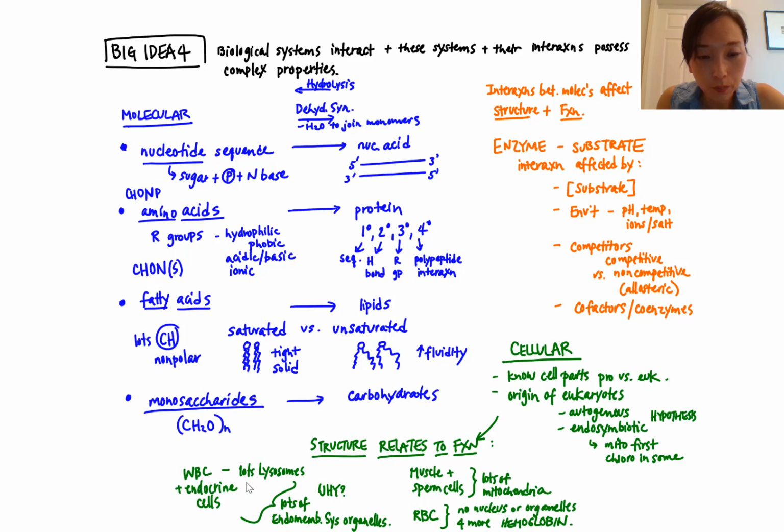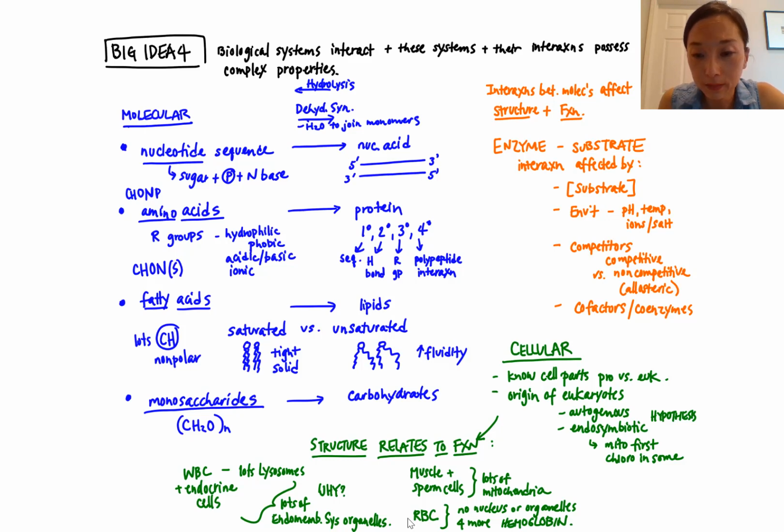White blood cells also probably will contain lots of lysosomes because some white blood cells engulf foreign invaders and the lysosomes chop up those invaders through hydrolysis. Muscle and sperm cells need lots of energy. So it makes sense that if you look inside muscle or sperm cells, you're going to have a high concentration of mitochondria. Interestingly, red blood cells, their main function is to carry oxygen and carry lots of it.